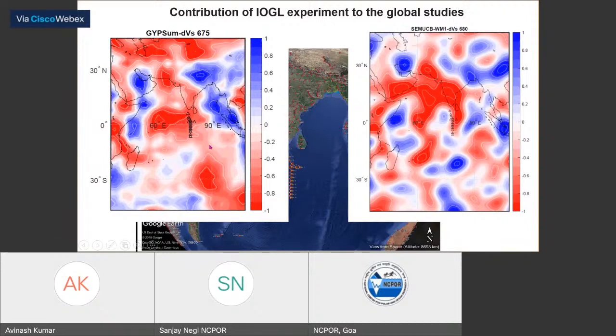So one of the major contributions of this experiment can be utilized in global studies, and which can actually give the true models of the subsurface features within the Earth.